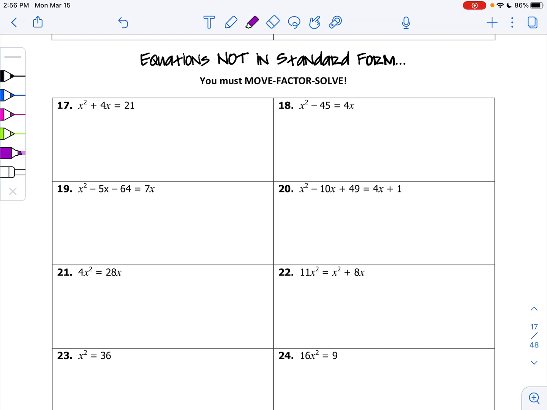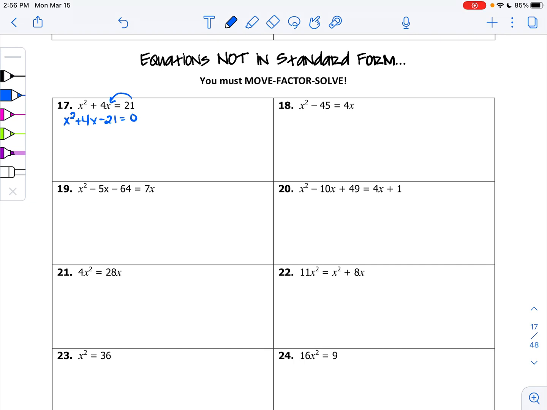So number 17, you see it says equals 21. What we're going to have to do is rewrite it. We're going to move the 21 over to the left side so that I only have 0 on the right side. Remember, when it crosses over that equal sign, the sign of the term changes. So this is going to be x squared plus 4x minus 21 equals 0. Then from here, we can factor it like we did the previous problems.